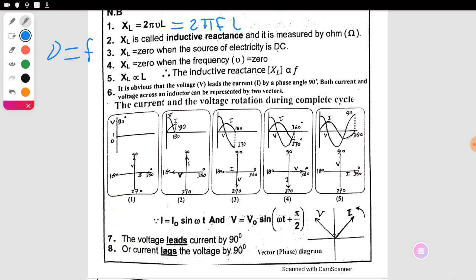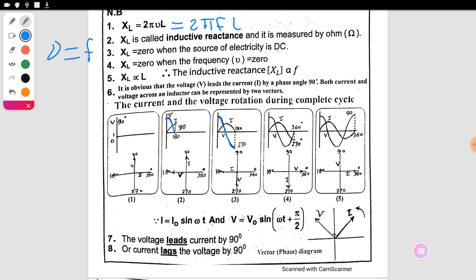When we draw a circle, we observe that the voltage reaches the maximum value before the current intensity. Then the voltage reaches the maximum in the opposite direction, while the current reaches zero at angle 180. This means that the voltage reaches the maximum value at first, and the angle between them is 90.